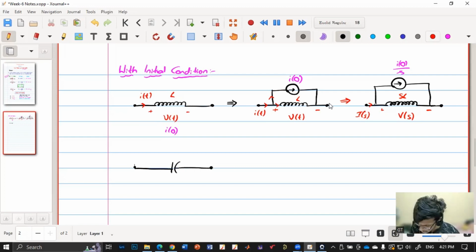Okay, this is I of t, capacitor C plus minus V of t with the initial condition V of 0. So the inductor has a current initial condition, and the capacitor has a voltage initial condition. Current will be added, right? Initial condition plus the normal solution.